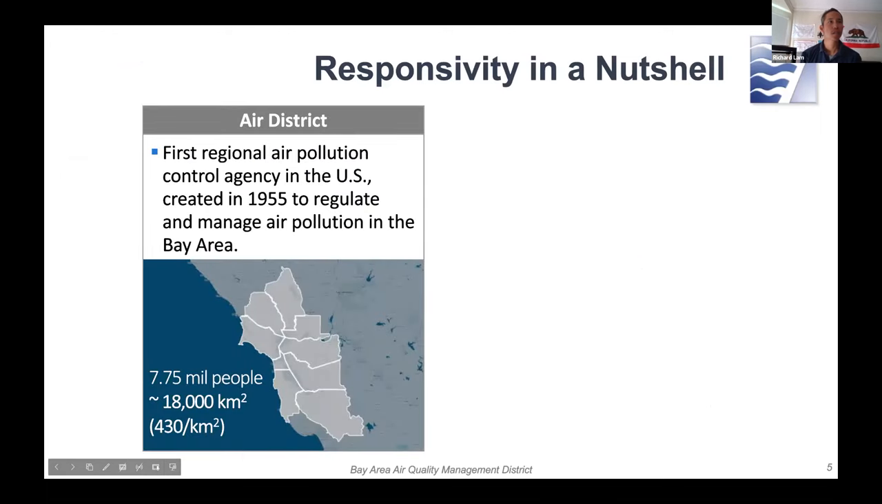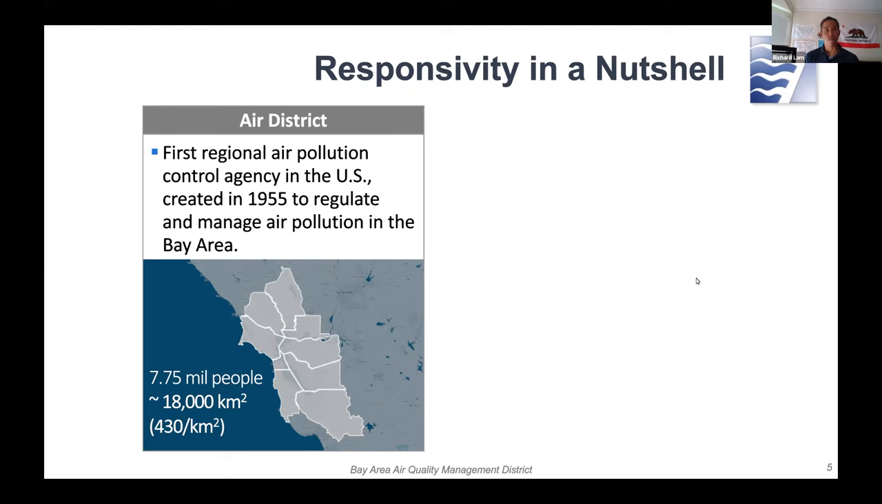So the air district is the first regional air pollution district in the whole U.S., created in 1955 to regulate air pollution in the Bay Area. And if you live long enough, you will remember in the 50s, the air quality wasn't as good as it is now. Like the air quality here was almost as bad as London in the Industrial Revolution. But we serve roughly 8 million people across the Bay Area, from Santa Rosa down to San Jose, east to Solano County.